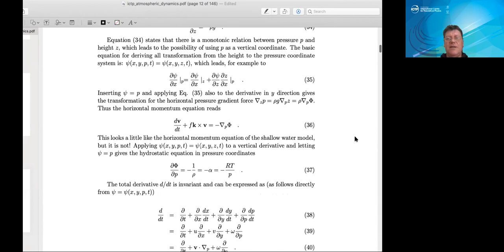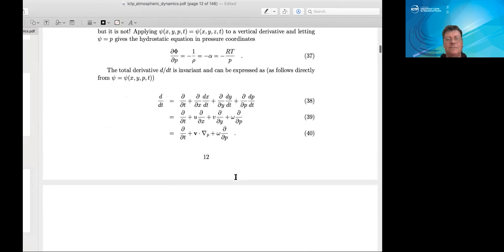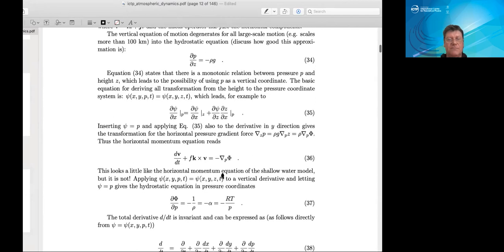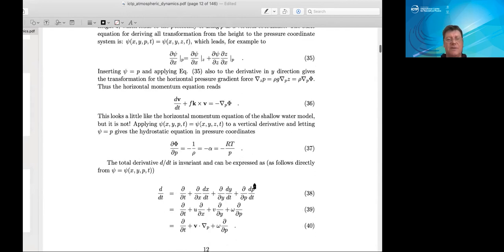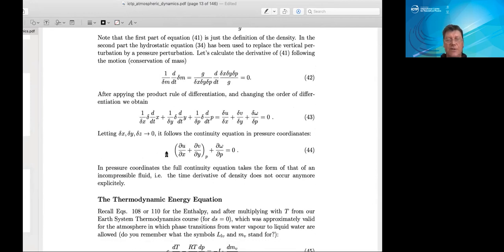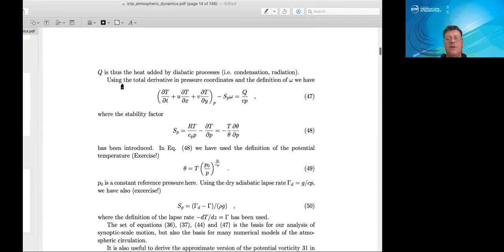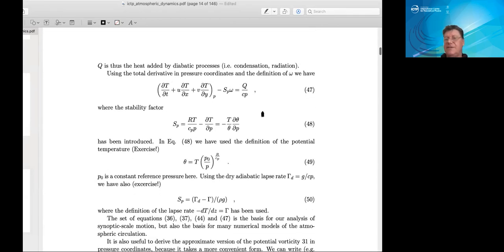So essentially, this model contains the hydrostatic equation, contains the momentum equation, probably adding frictional terms in the boundary layer, and this will be an important part. So this is something that's not included here, plus the continuity equation, plus the thermodynamic equation for the pressure coordinate system. This is the set of equations that is solved.